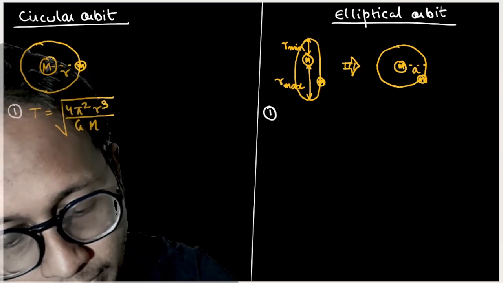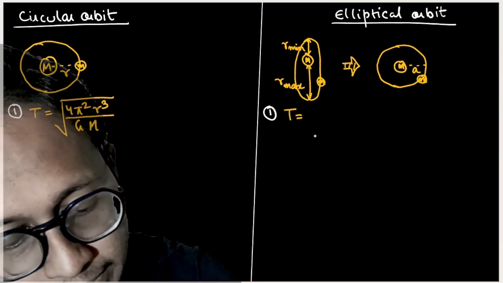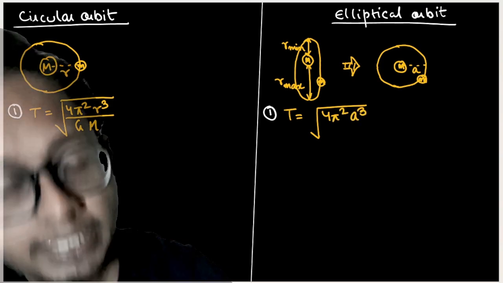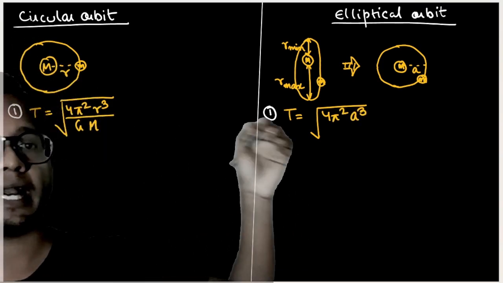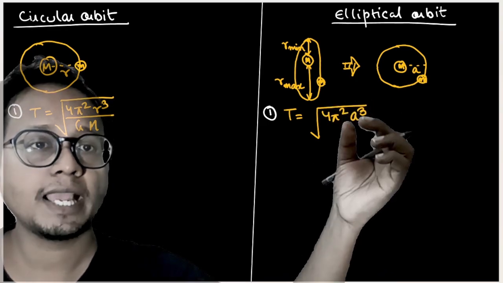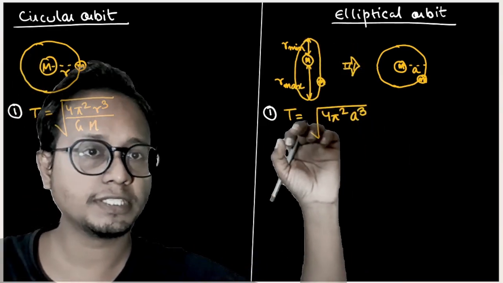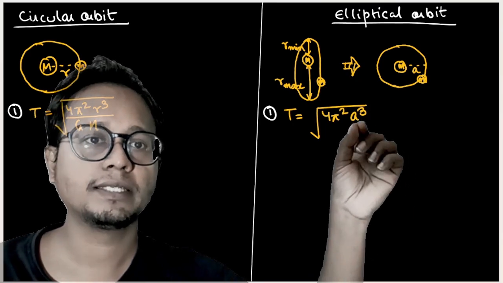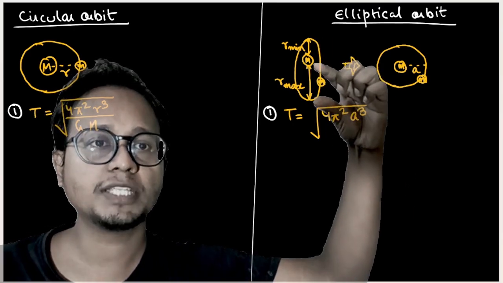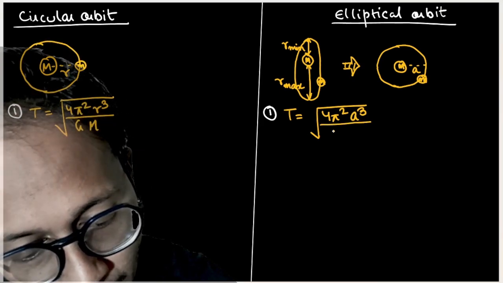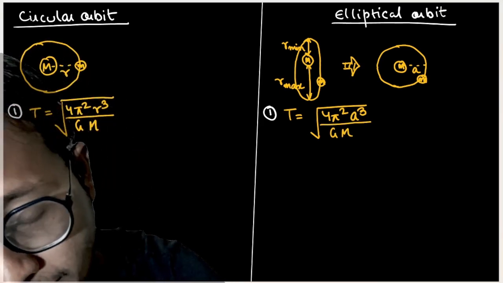Similarly, for an elliptical orbit, the time period would be T equals the square root of 4 pi square into a cube, instead of r cube I'll use a cube, where a is the average of the minimum distance from the sun and the maximum distance from the sun. This much is understood. This a is the minimum distance from the sun plus the maximum distance from the sun divided by 2, all divided by G into mass of the parent body.